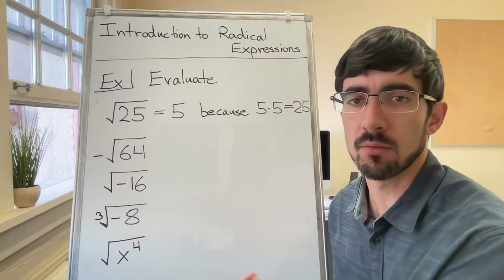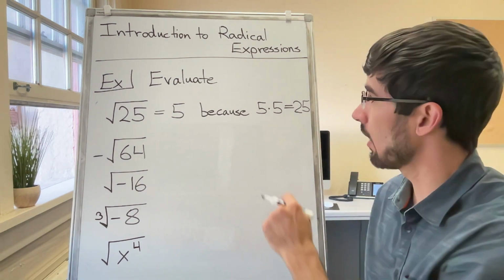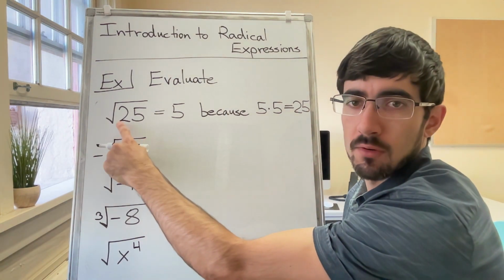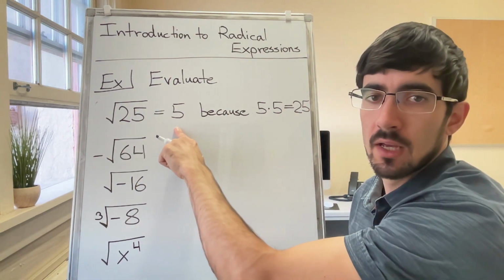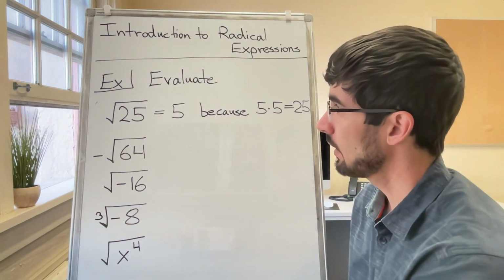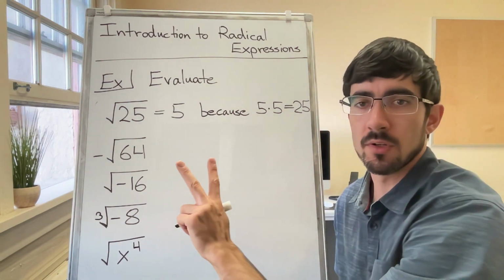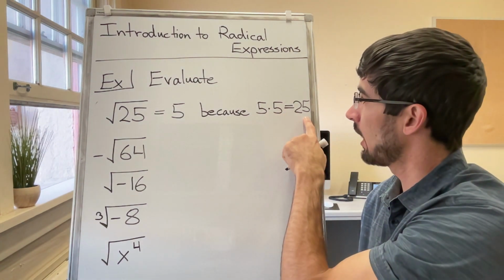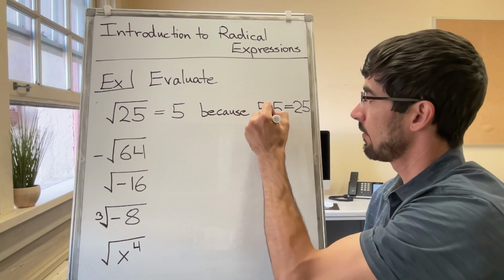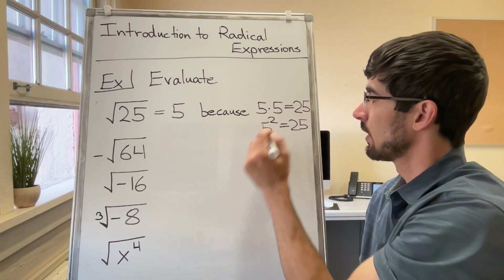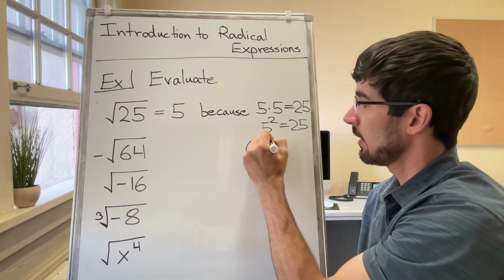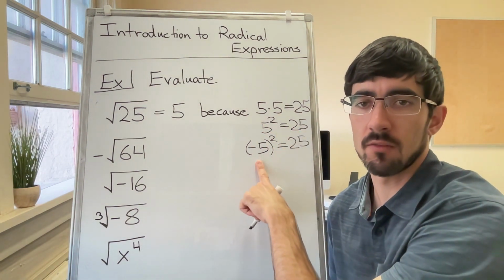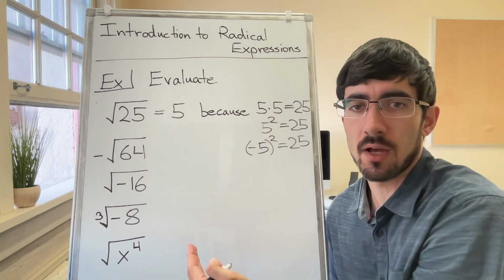So you see how this is the reverse of taking a power. If I square the number 5, I get 25. This is going backwards. If I take the square root of 25, I get 5. Now technically, there are two numbers that could be the square root of 25. Because if I square 5, that equals 25. So 5 squared is 25. But it's also true that negative 5 squared equals 25.